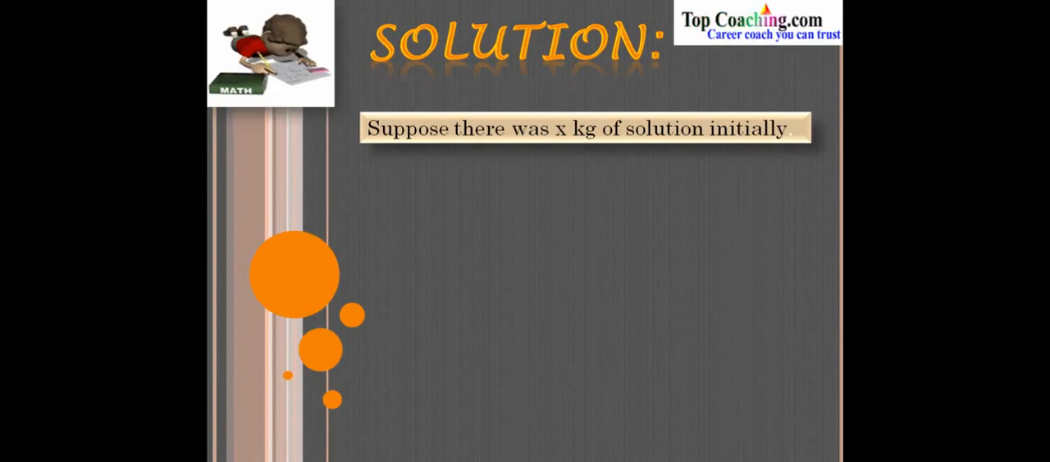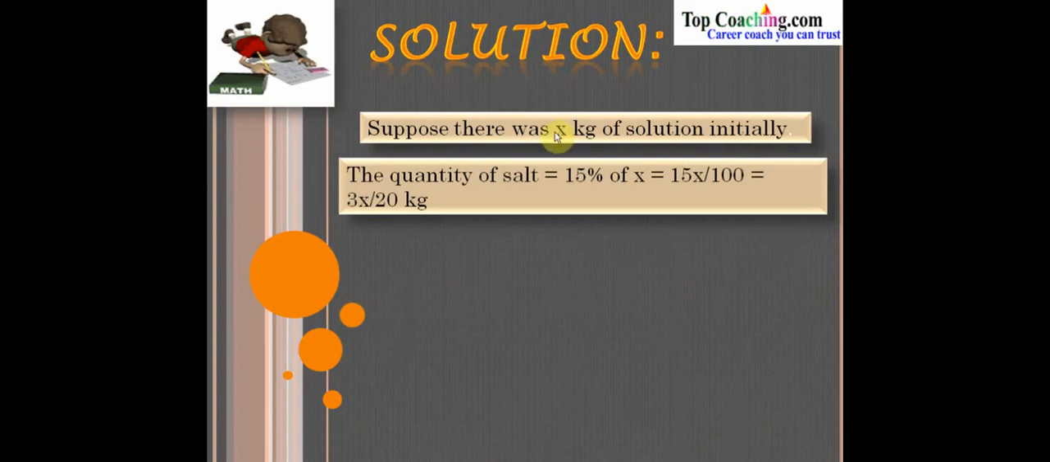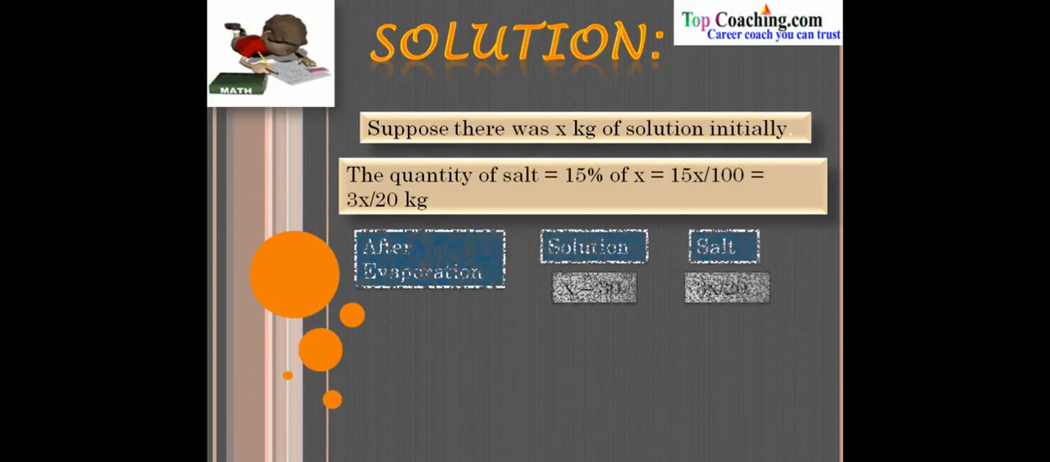Let us say that the solution is equal to x kgs initially. The quantity of salt in this solution initially is equal to 15% of x, which is equal to 15x by 100, or we can write it as 3x by 20 kgs. So the absolute quantity of salt in the solution is equal to 3x by 20 kgs.